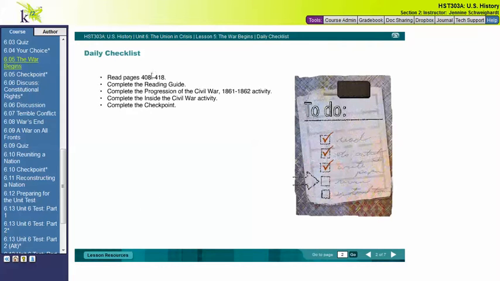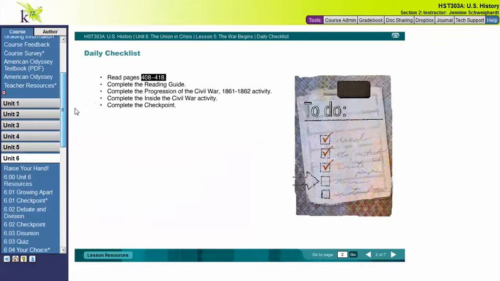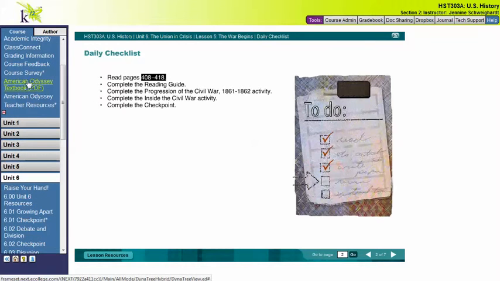The pages you're going to be reading are pages 408 to 418 in your textbook. If you don't have the physical hard copy of the textbook, you can always access the online version, which is up here under Course Home. If you click on the American Odyssey textbook PDF, you'll find the electronic version there.